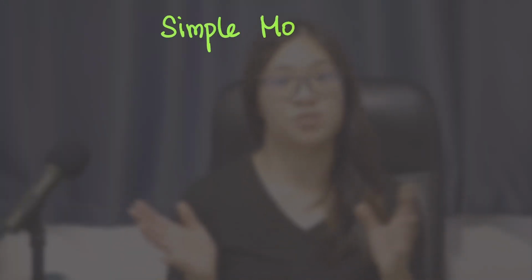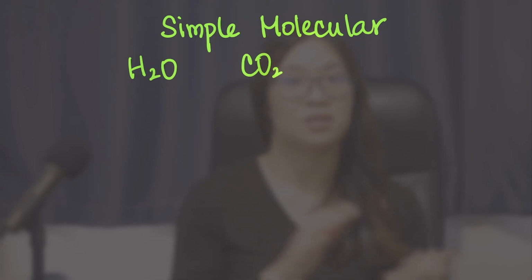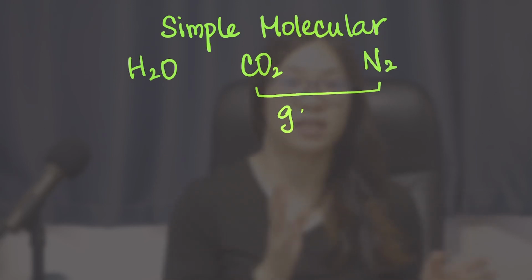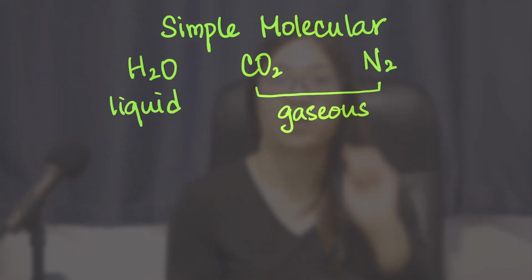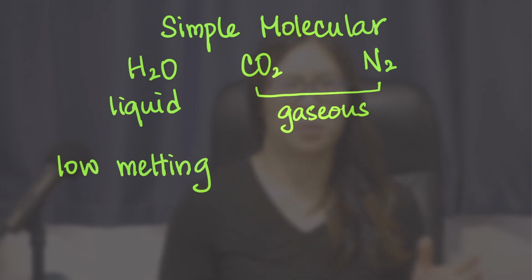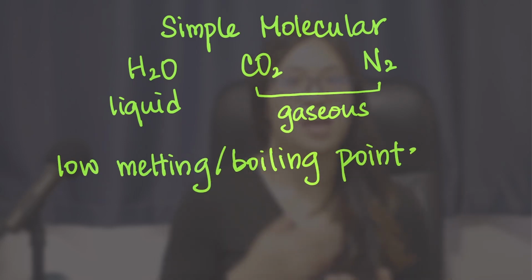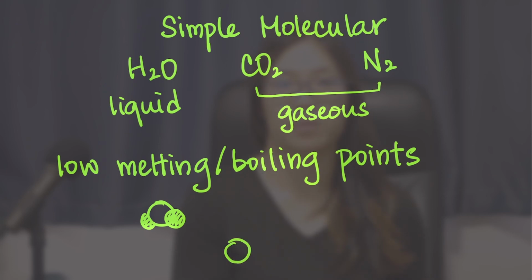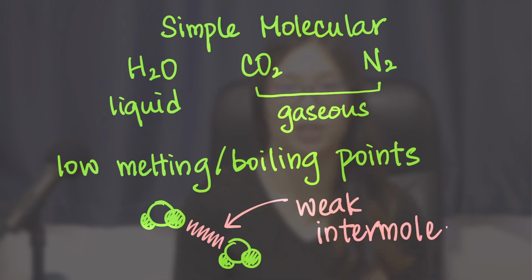We can split the covalent compounds into 2 groups, your simple molecular structures and your giant covalent structures. Simple molecular structures are structures such as water, carbon dioxide, and nitrogen. They tend to be gaseous in state or liquid in state. They also tend to be poor conductors, as well as having low melting points and boiling points due to their weak intermolecular forces that take very little energy to overcome. Some exam words right there.